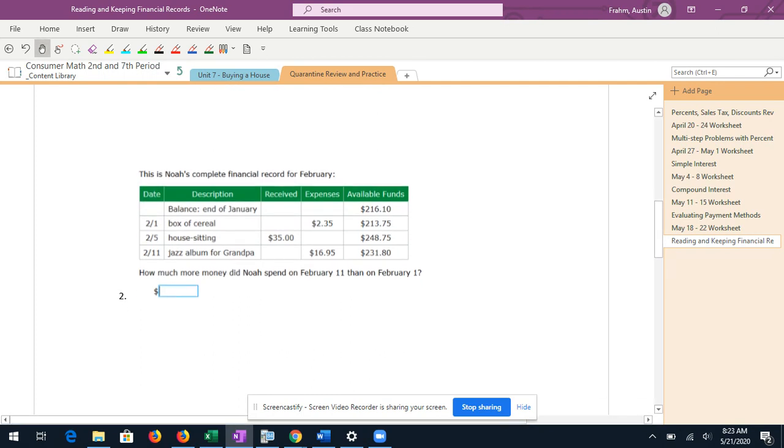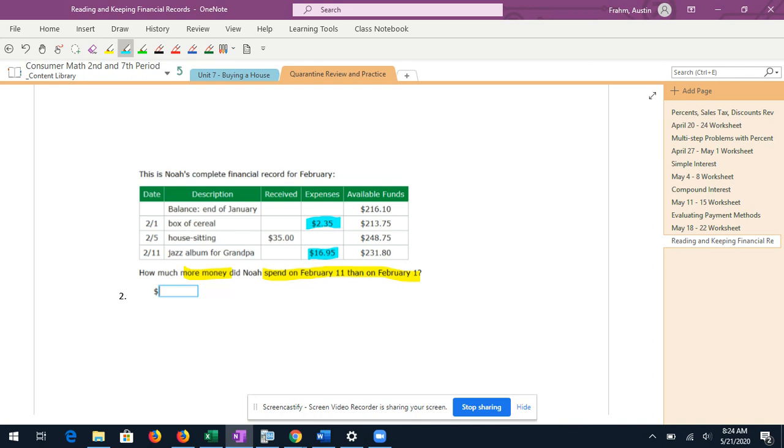Example number 2 says this is Noah's complete financial record for February. And the question is, how much more money did Noah spend on February 11th than on February 1st? Okay, so on February 1st, he bought a box of cereal and spent $2.35. On February 11th, he bought a jazz album for his grandfather, which was $16.95.